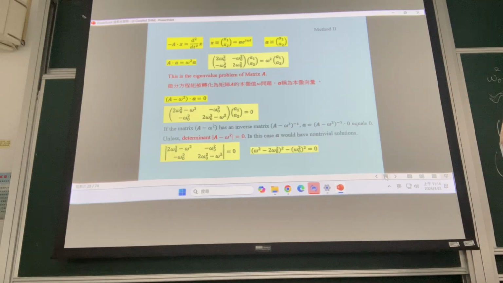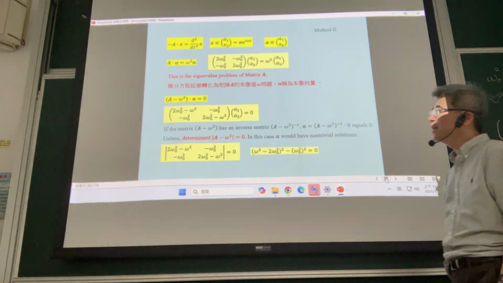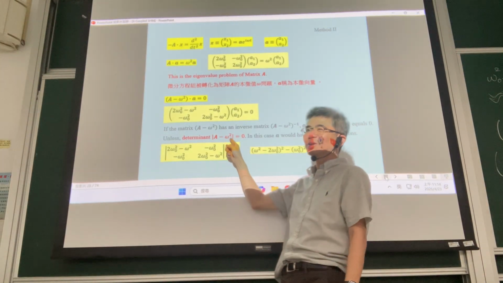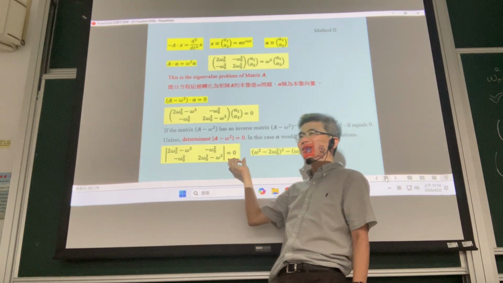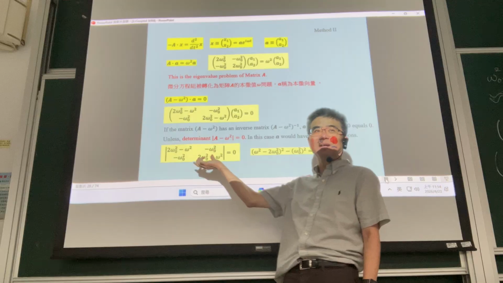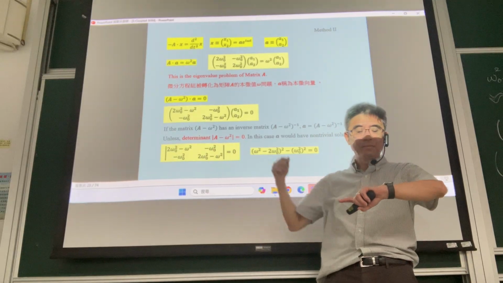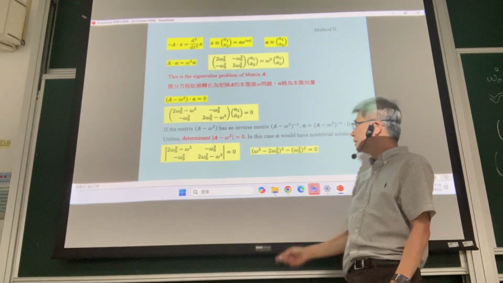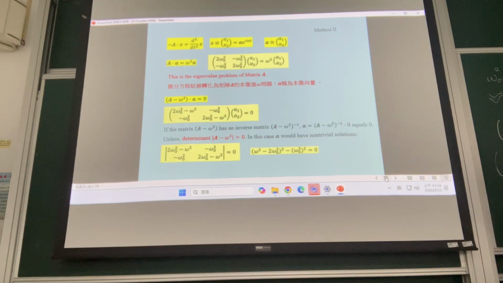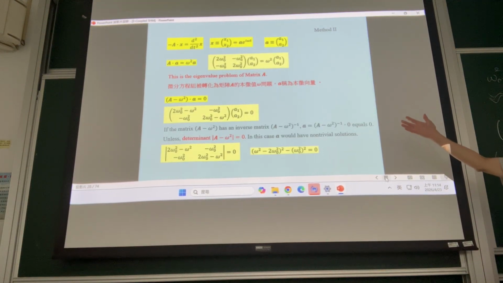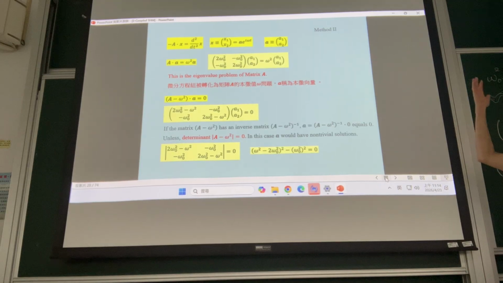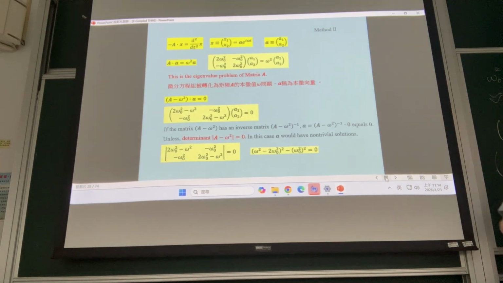Again, the determinant equal to 0. The determinant of A minus omega squared I. Write it out, it is this. Determinant equal to 0. Exactly the same condition I have. Okay? Yeah, so let me finish it. Let me just stop here. So this is exactly the same equation I have in the earlier.